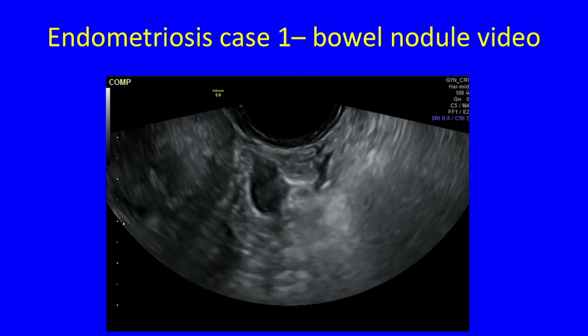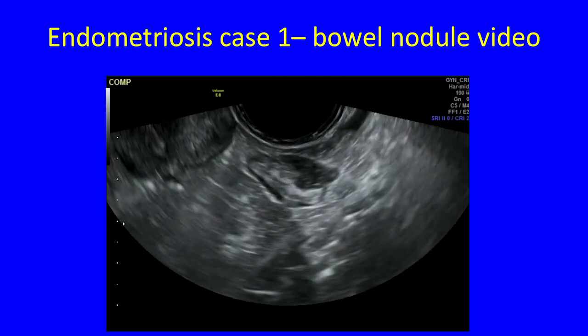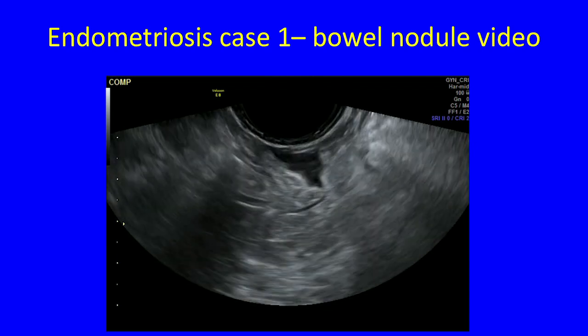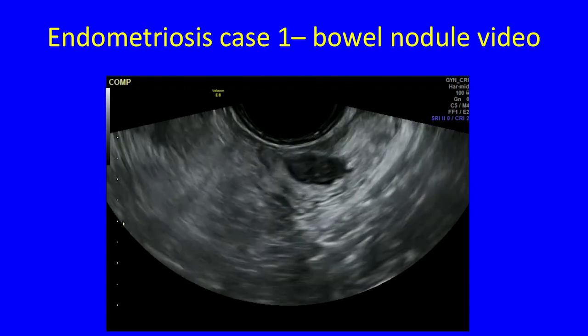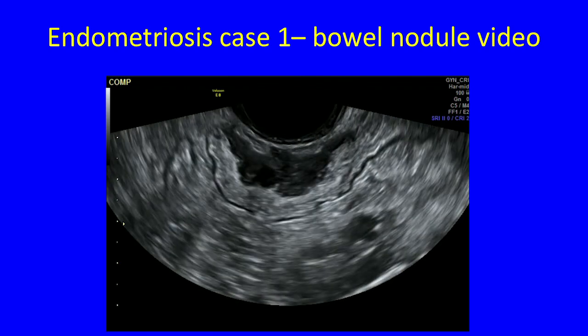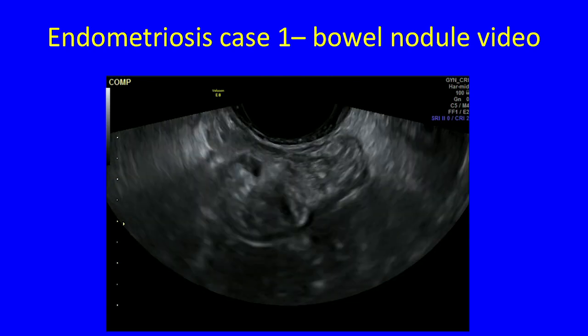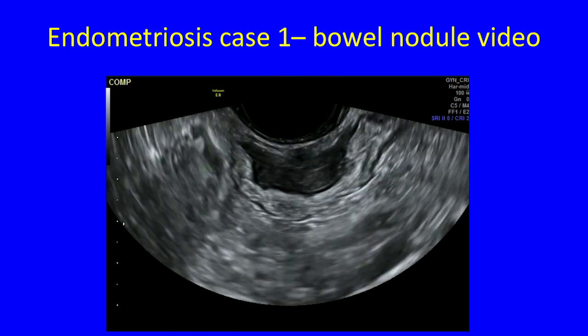This is the probe going into the posterior fornix. There's a little dark nodule in the center of the screen. What is it? I'm scanning longitudinally from side to side, and then in a minute I'm going to turn my probe on that, and there it comes. And you can quite clearly see that's DIE, and you can see the posterior wall is normal, as it always is.